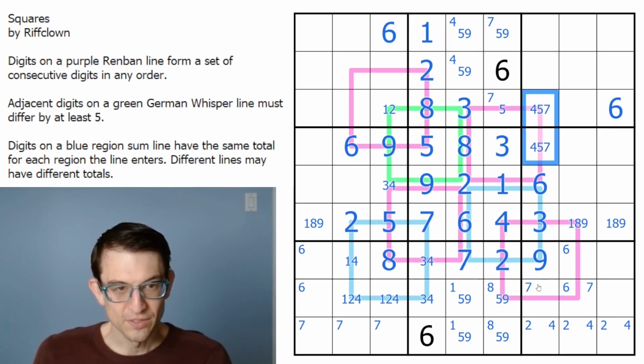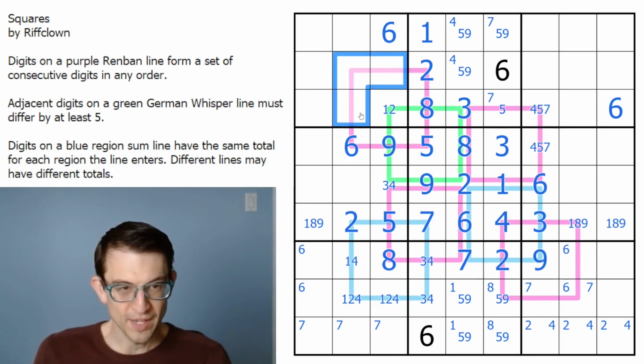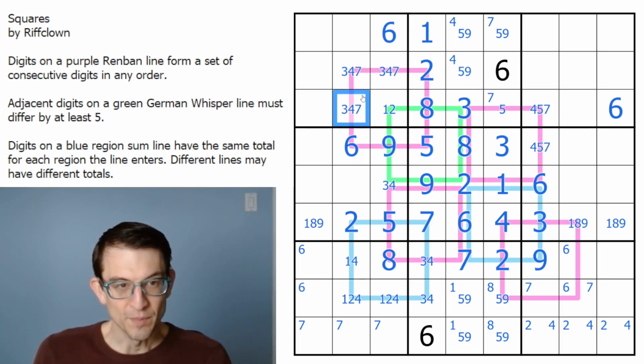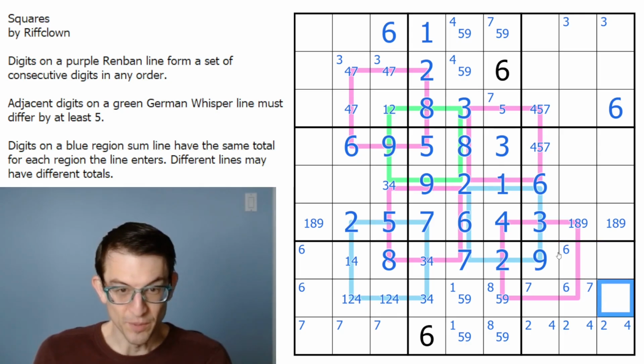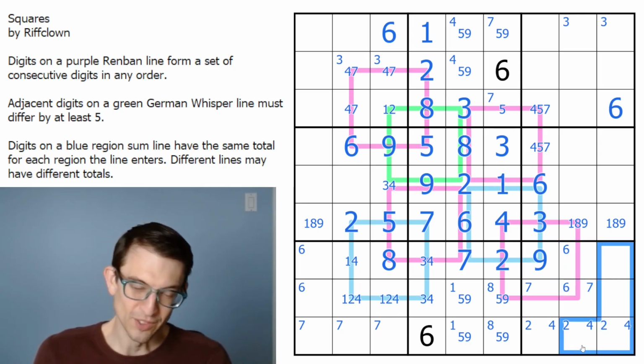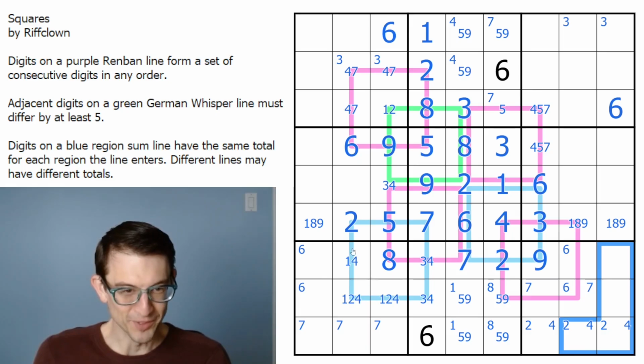What's next? On this Renban, what's missing? I have a 9 here, so there's no 1. It's 3, 4, and 7. This is not 3, so 3 is in one of those for sure. With this 3, that means 3 is up here, but not here. Where does 3 go down here? It could be any of those. No, but not on the Renban, so it's one of those. Almost helpful, not quite helpful.